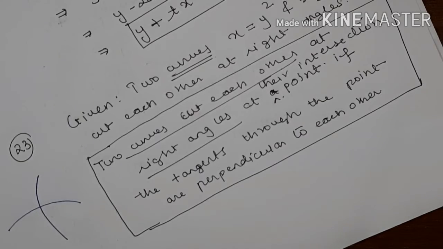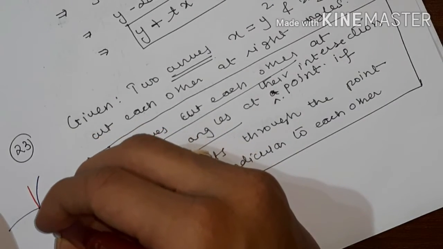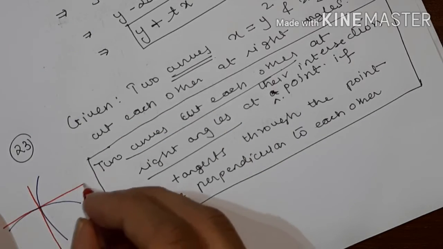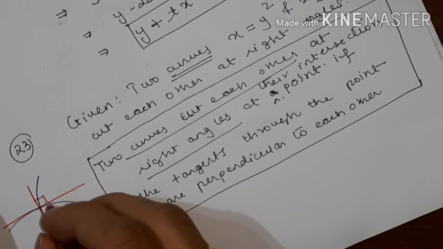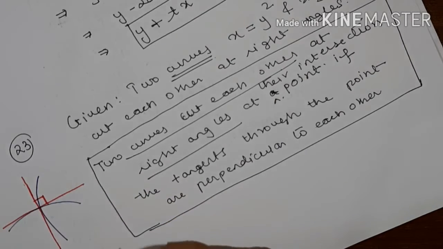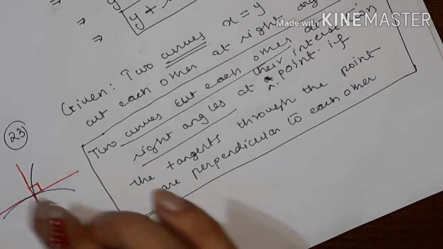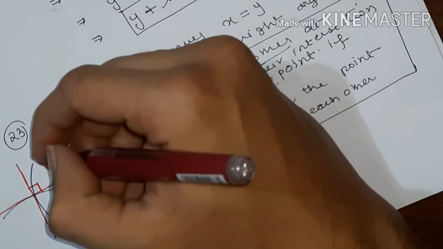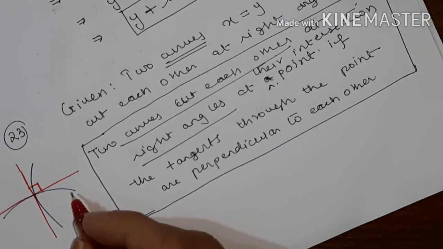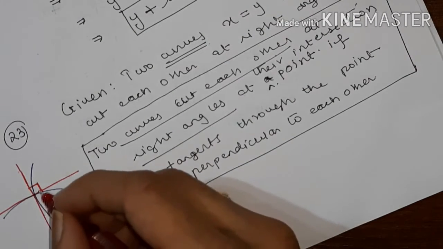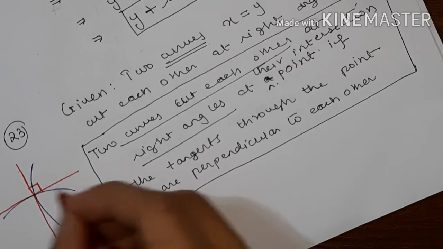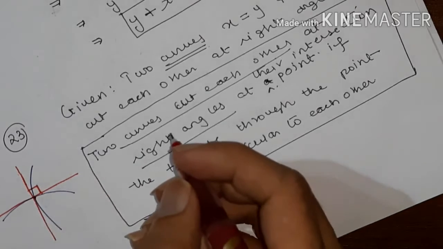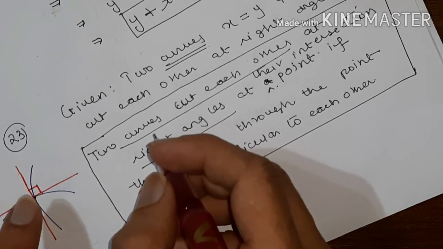Means what? If you draw a tangent to this curve and a tangent to this curve, then the tangents will be at right angles. So you will get something like this. This is the tangent of this curve and this is the tangent of this curve. You can see that both the tangents are perpendicular. So we say that the two curves cut each other at right angles at the point of their intersection. That is also important.